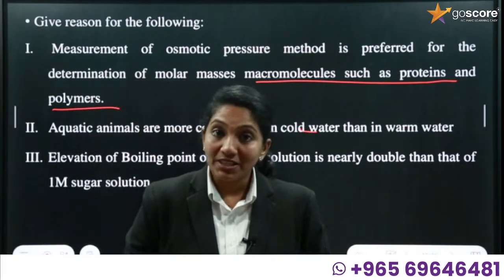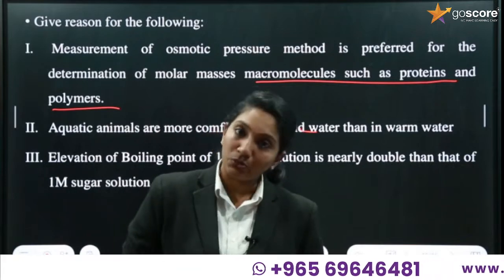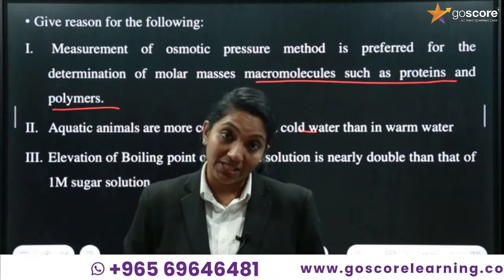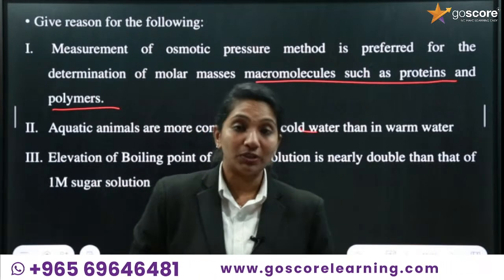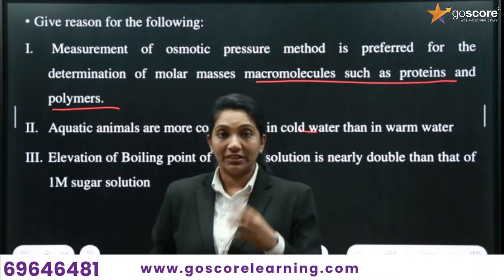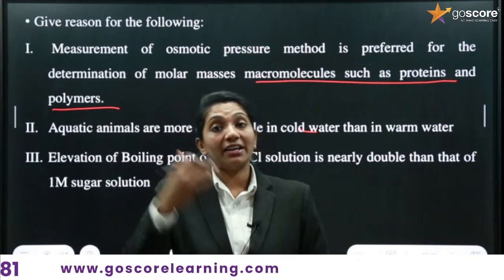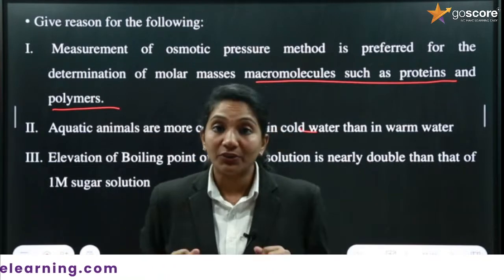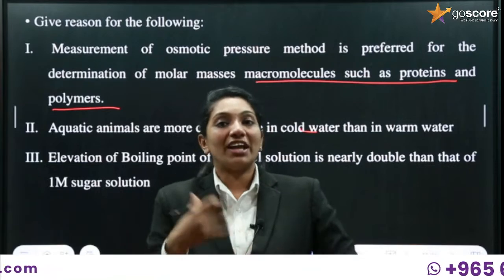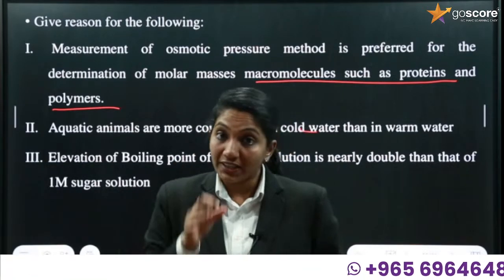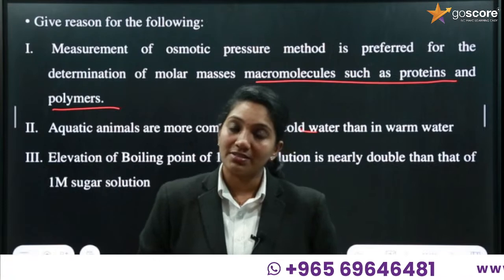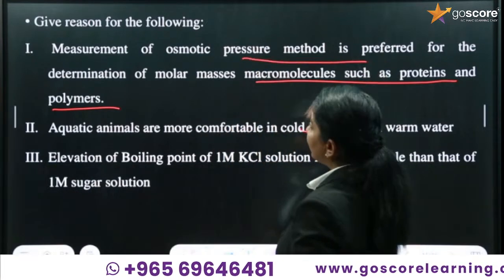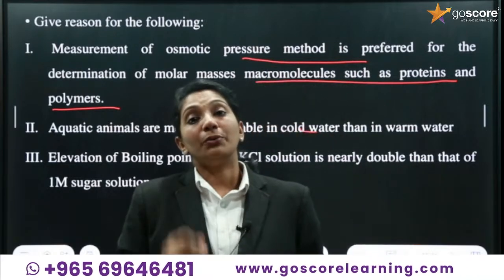Because the osmotic pressure we are measuring is at normal room temperature, right? But all the others we are doing at elevated temperature. What's the nature of the proteins and the polymers? They will get denatured, or their nature will change at a high temperature. So if we opt for the osmotic pressure method, which is carried out at room temperature, it won't affect the nature or cause denaturation of the proteins and polymers. That is why we will always prefer the osmotic pressure method for determining the molar masses of proteins and polymers.